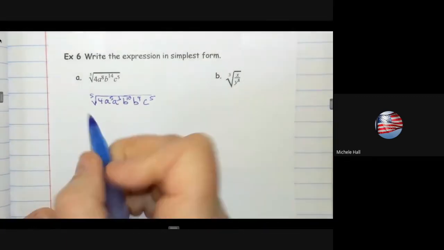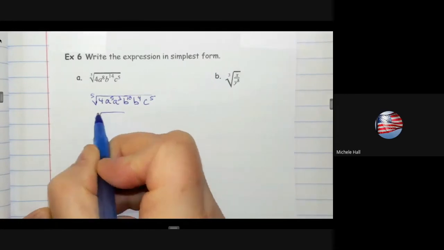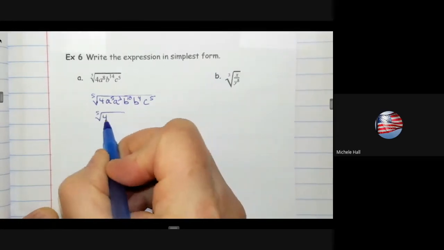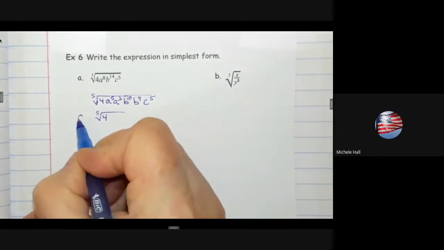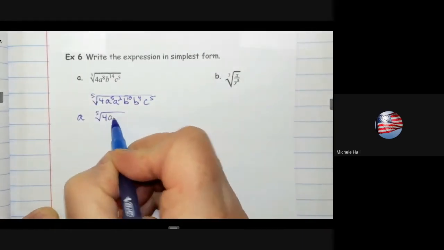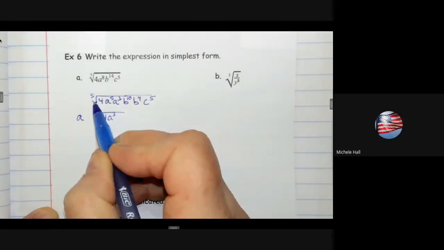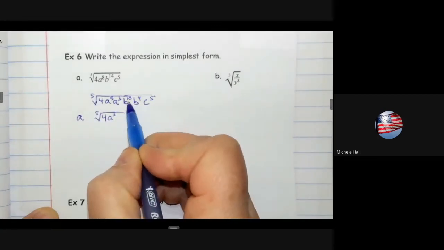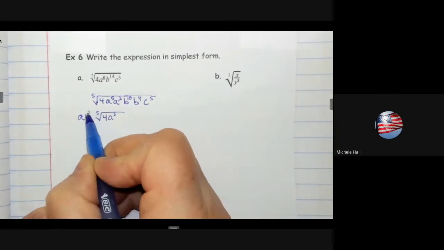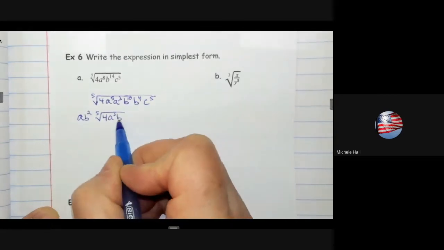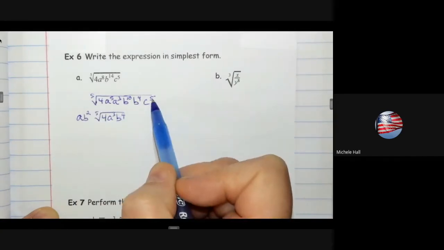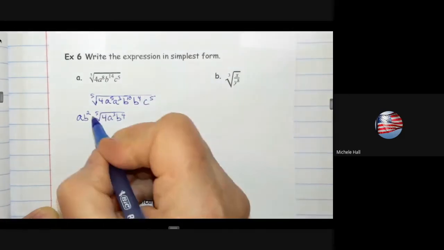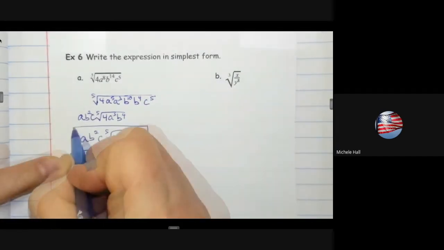All right, what do we have? The 5th root of 4, a to the 5th. The 5th root of a to the 5th is a. And then we have a cubed left. The 5th root of b to the 10, remember you're dividing the exponents. 10 divided by 5 is 2, so that's b squared. And then we have b to the 4th left. And then the 5th root of c to the 5th, 5 divided by 5 is 1. So we have just a c left out there.